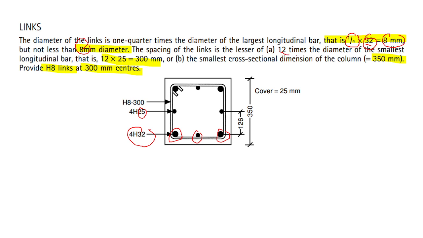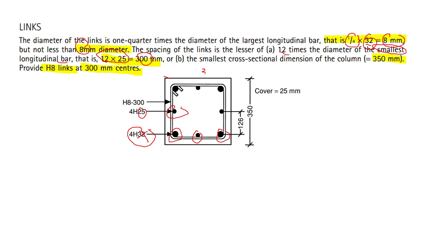It should be 12 times the diameter of the smallest bar. So the smallest bar here is 25. So 12 and 25, not 32, because according to the code, it should be the smallest. You have 12 and 25 will give you 300, and then the other condition is the smallest section.